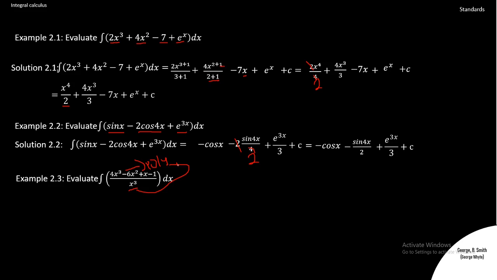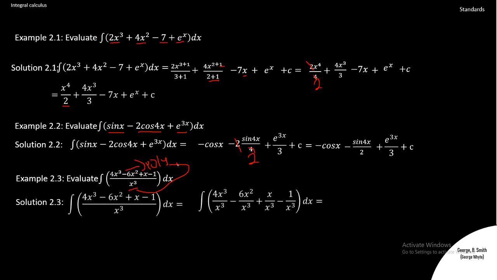All you need to do is to split this function into units. So this is what I mean. You split the function to get 4x cubed over x cubed, 6x squared over x cubed, x over x cubed, 1 over x cubed. That's just what you do. After splitting the function, you can integrate each of the parts, after you must have simplified them.